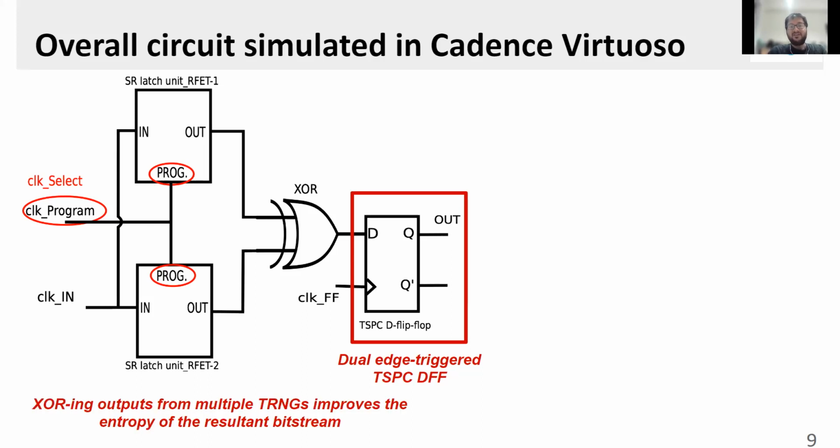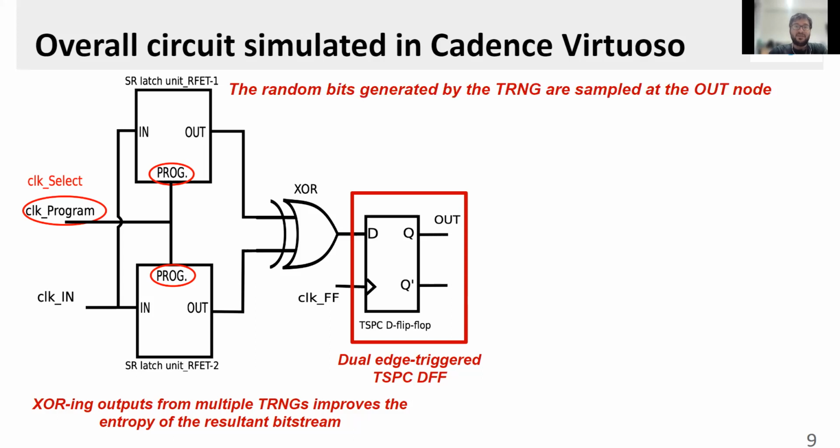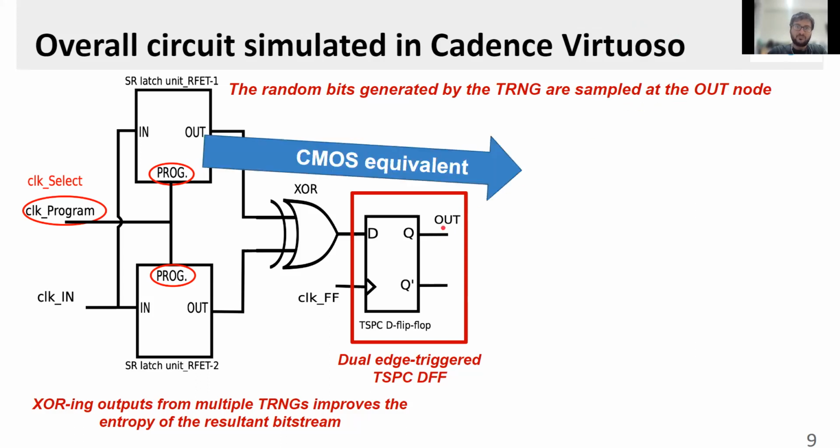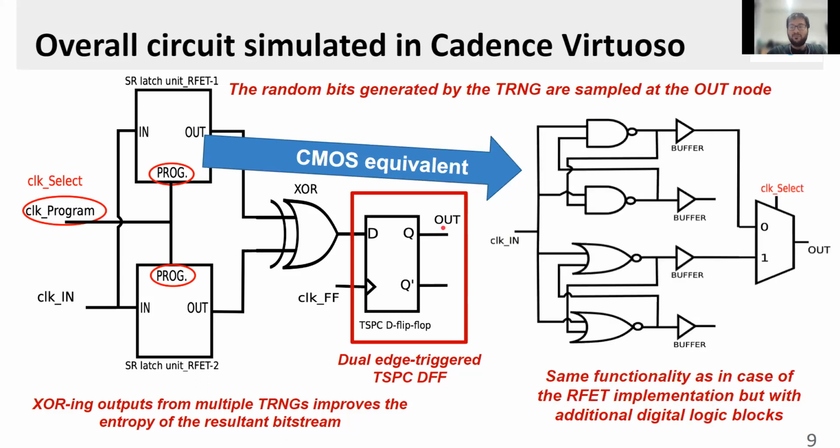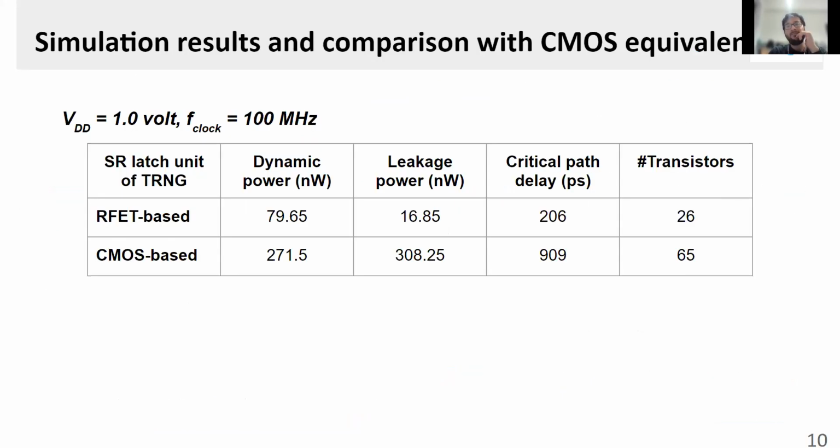What else we have done is that we have XORed the outputs from multiple TRNGs, as it improves the entropy of the resultant bit stream. XORing outputs in the case of TRNGs is a standard procedure, as it increases the entropy of the resultant bit stream. The random bits generated by the true random number generator are sampled at the output node. The CMOS equivalent, however, will be like this, with the same functionality as the RFET implementation, but with additional digital logic blocks.